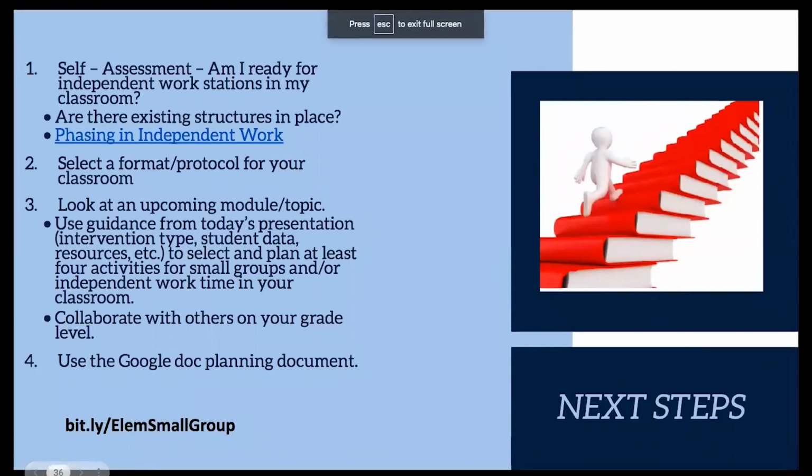So now we've looked at all the pieces that you can use to put together to plan effectively for small group instruction. So as we begin to think about our next steps, one important thing is to have a self-assessment, to think about, am I ready for independent workstations in my classroom? Now, it doesn't mean you can say, no, I'm not ready, I don't want to go there. What it means is, do you have those structures in place?